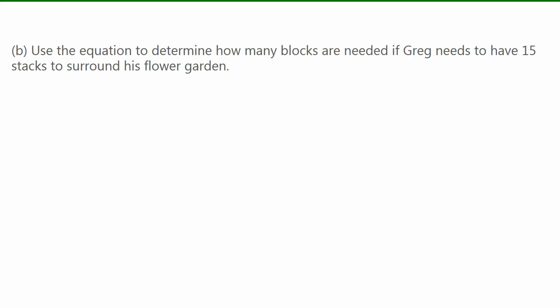Now we're asked to use our equation to determine how many blocks are needed if Gregg needs to have 15 stacks to surround his flower garden. So having a linear equation to help us calculate this is much easier than me having to draw out 15 stacks of these blocks and adding them all up, or extending even the table of values, adding 3 each time. All I need to do is replace S with 15 and work it out.